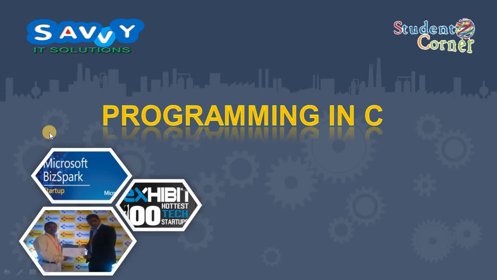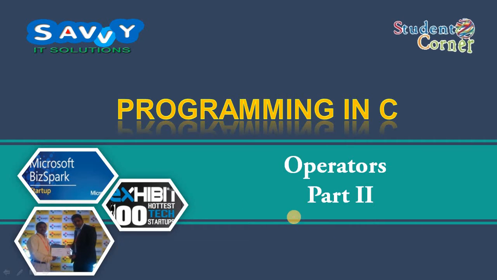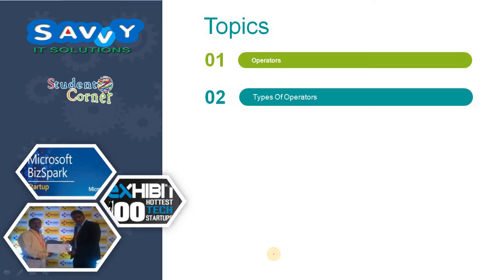In the last video, we discussed operators in C language, and we also covered five operators. Now we are discussing the remaining operators in this video. Operators perform operations between operands. There are exactly eight types of operators, and we are discussing them next. So initially we discuss operators and types of operators.